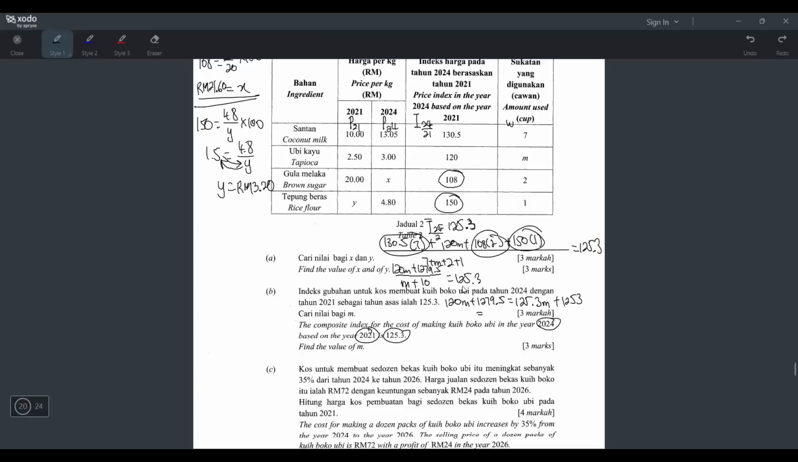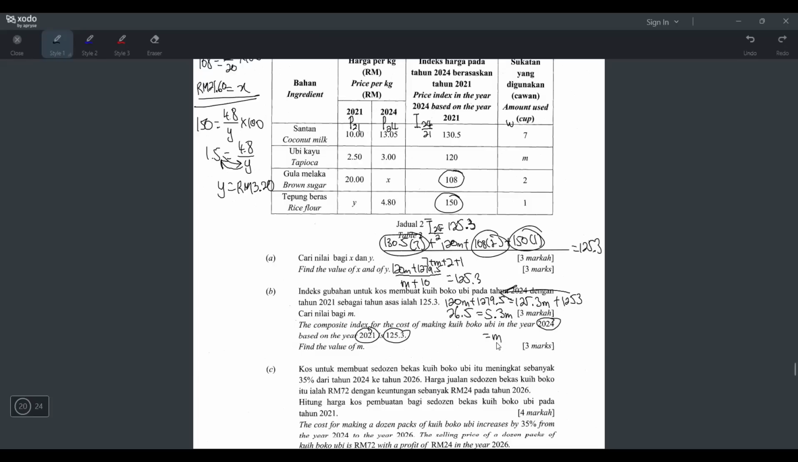So 125.3 minus 120, you get 5.3M here. And then the rest all you throw to the other side. So the 1253, I will throw it to the other side. So you press 1279.5, and then the plus 1253 moves over and becomes minus already. So you will get 26.5. And then the final step, 26.5 divide 5.3.